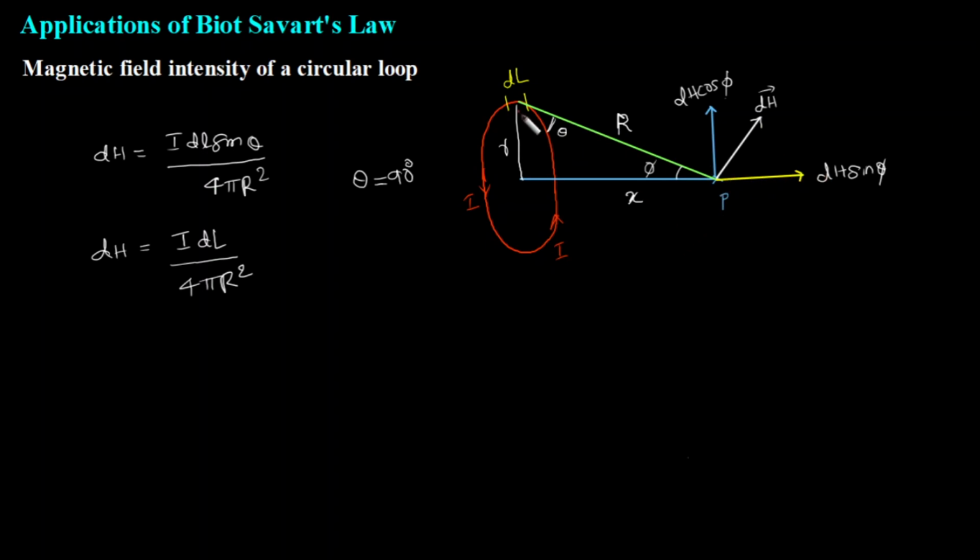When I'm shifting this dl, at a point P I get dh, but my intention is to find, at P, the total magnetic field intensity, which is the H vector. So when I am calculating H vector, what do I have to do? I have to integrate this dl over the perimeter of this loop, right? So I have to calculate what dh is at every point on this loop, add them, and I'll get H.